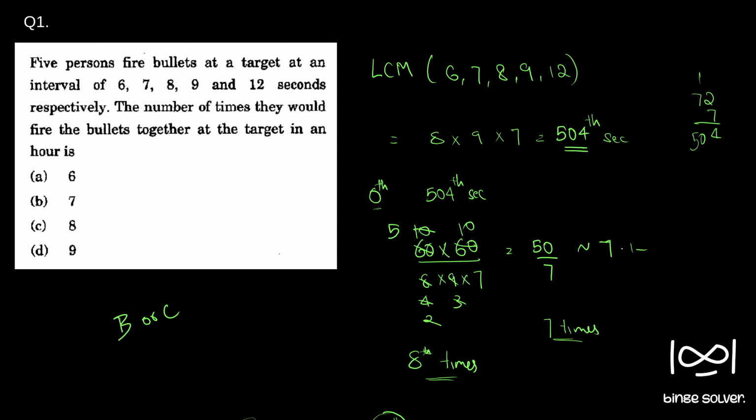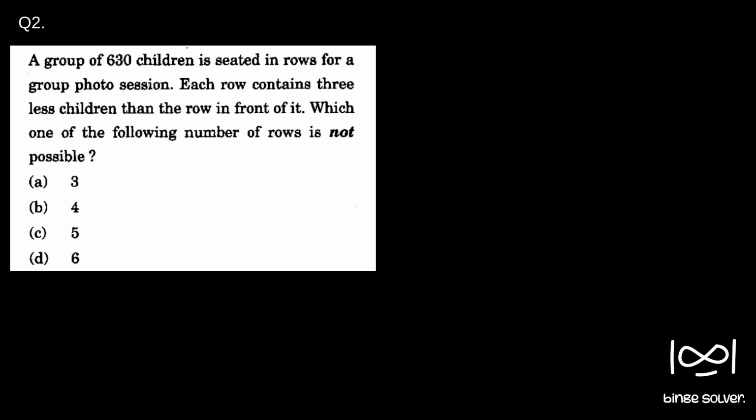Question 2. A group of 630 children is seated in rows for a group photo section. Each row contains 3 less children than the row in front of it. Which one of the following number of rows is not possible? I'll do this in two methods. First finding the answer from the options, and then the general method to solve it.